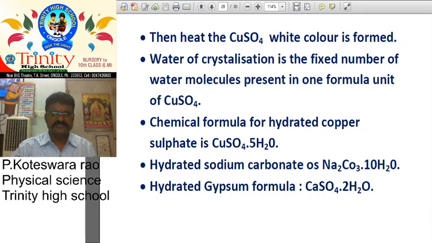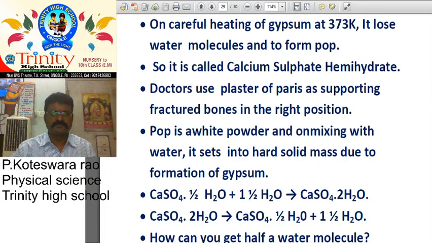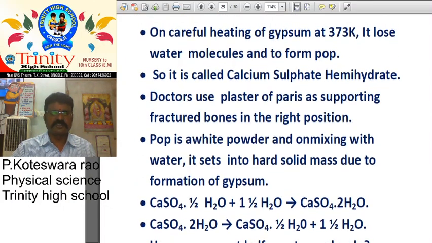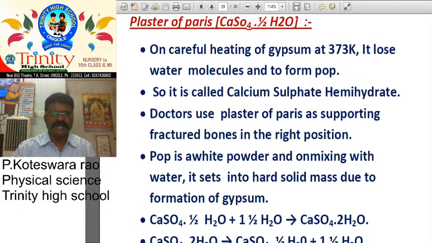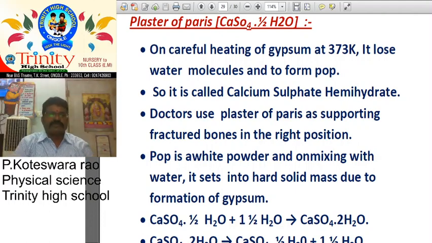Our next concept is the last concept. What about the concept? It is plaster of Paris. Do you know plaster of Paris? It is simply called POP. In your daily house, we can observe POP. In some places in your house also, POP is applied.